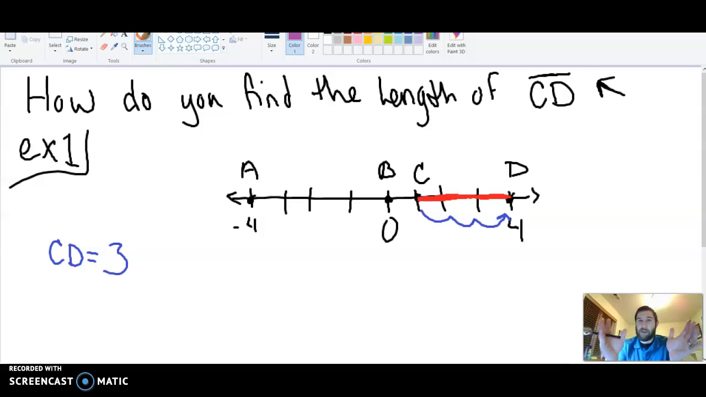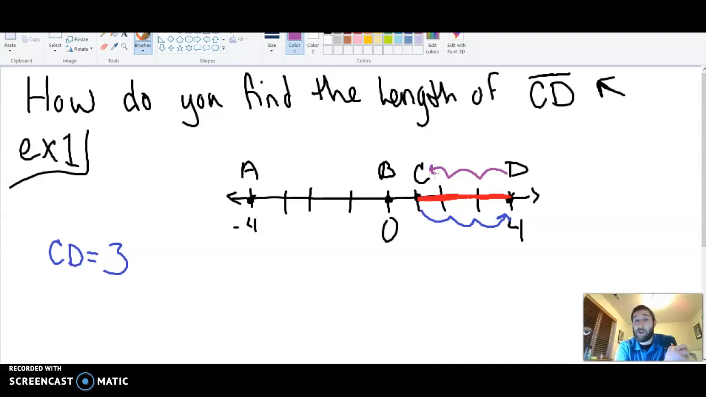And so same thing here. When we talk about the distance from C to D, we said it was 3, but that's the same thing as going from D back to C. The distance doesn't change, even if we're looking at a different direction.